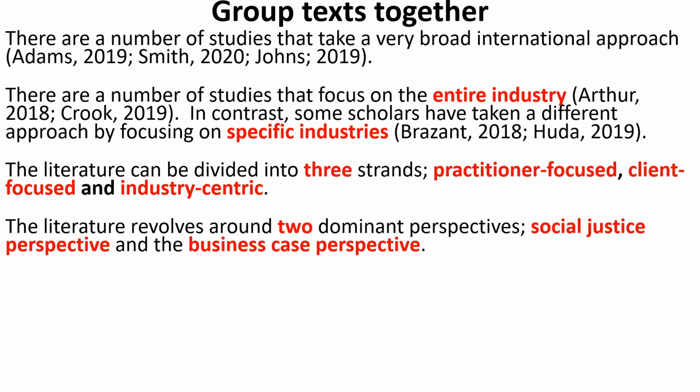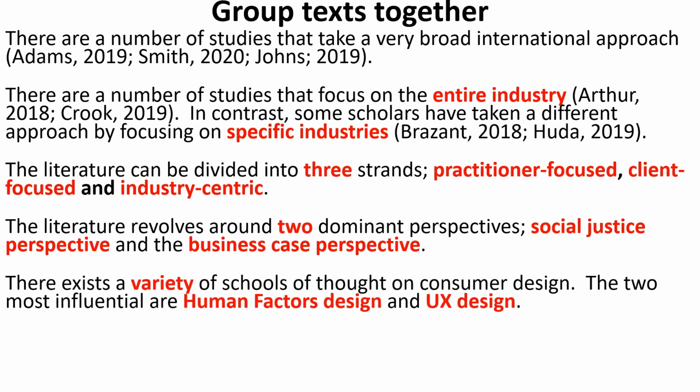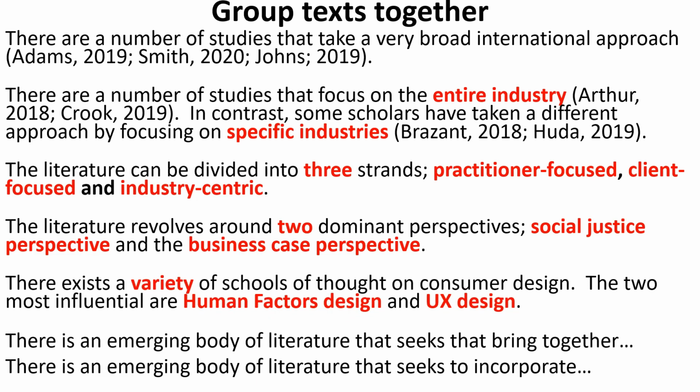Another example is that the literature revolves around 2 dominant perspectives: social justice perspective and the business case perspective. Another example, and also the last example. So if you see 2, 3, or 4 studies doing something different, you have noticed that these studies are going in a different direction. These studies represent an emerging trend.